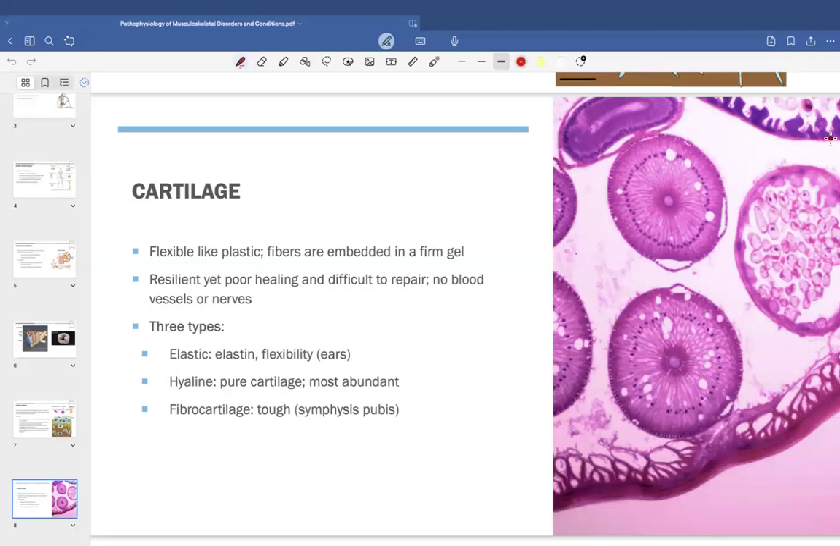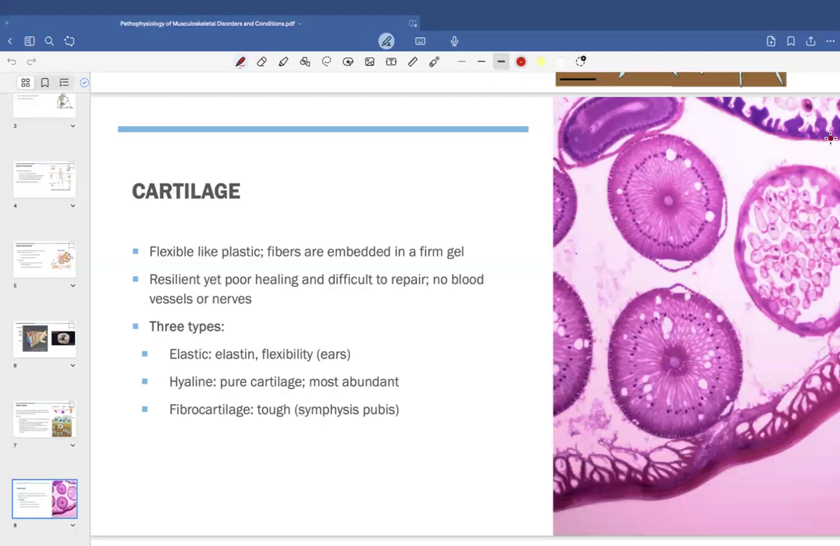There are three main types: elastic, hyaline, and fiber cartilage. And you can see where these are mostly located. So mostly what we talk about in the movable joints is the hyaline cartilage.